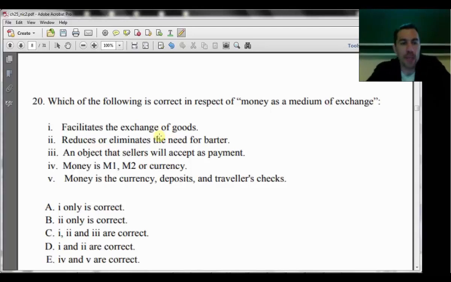Okay, number 3, an object that sellers will accept as payment. Option number 4, money is M1, M2, or currency. Would all of those be examples of money as the medium of exchange? No. Sorry? No? You had a question?